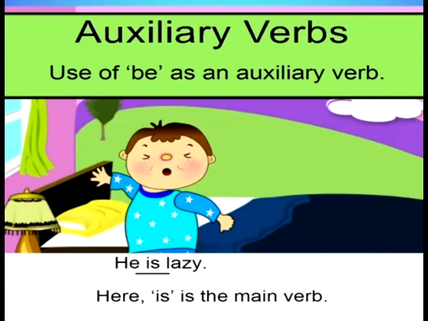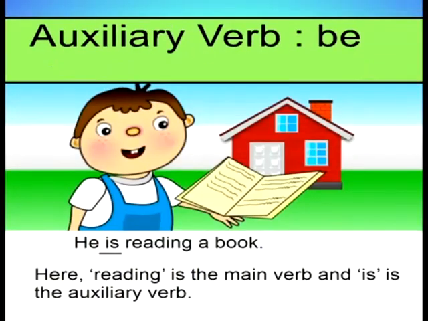Now let's look at a second auxiliary verb. The use of be as an auxiliary verb. Is a form of be. He is lazy. Here is again the main verb as there's no other action being done.